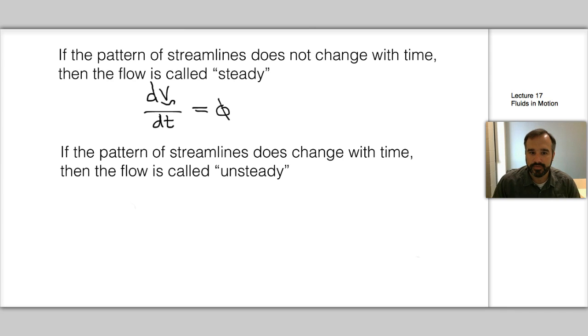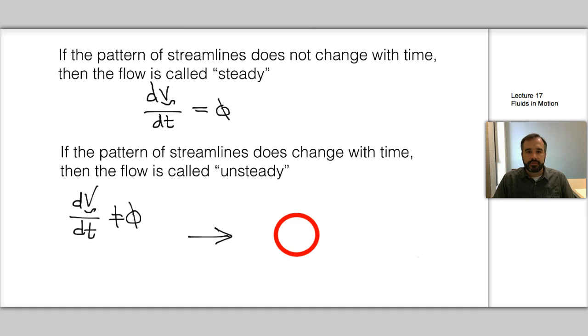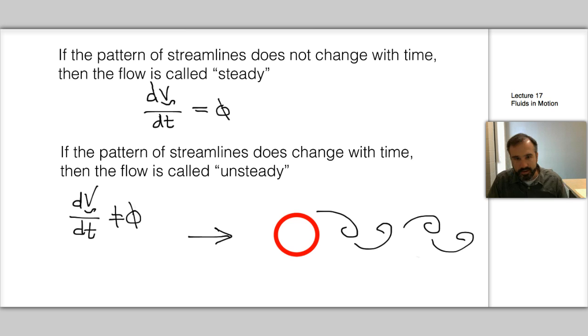You just heard me mention unsteady, and you might guess that that's where the pattern of the streamlines does change in time. In that definition, we have dv tilde over dt is not equal to 0. A really good example of that is if you have a cylinder, something like this, and you have a flow coming from left to right at the cylinder, and at intermediate flow speeds, you'll see the wake vortices start to develop in an alternating sense behind it in the wake.